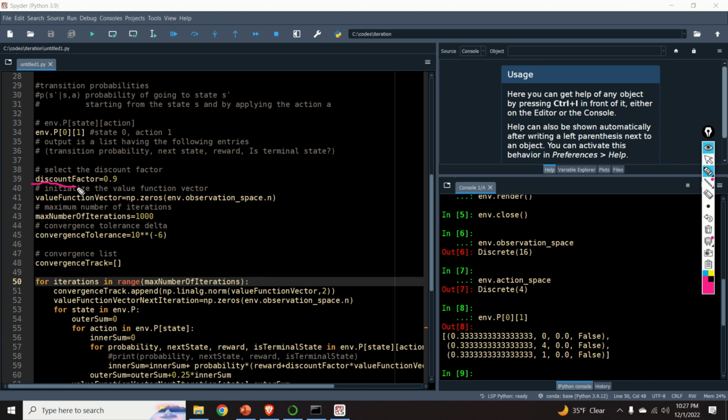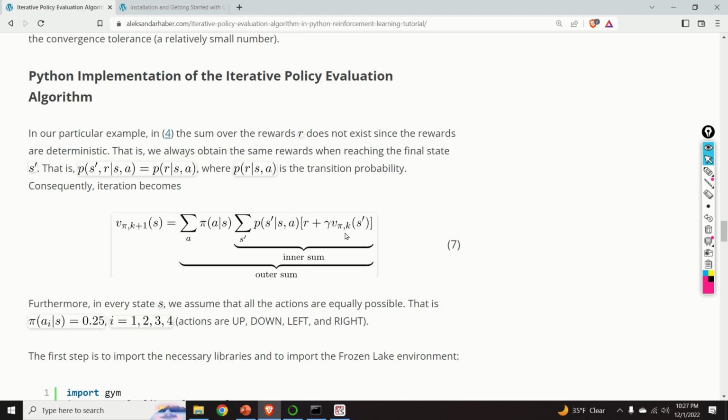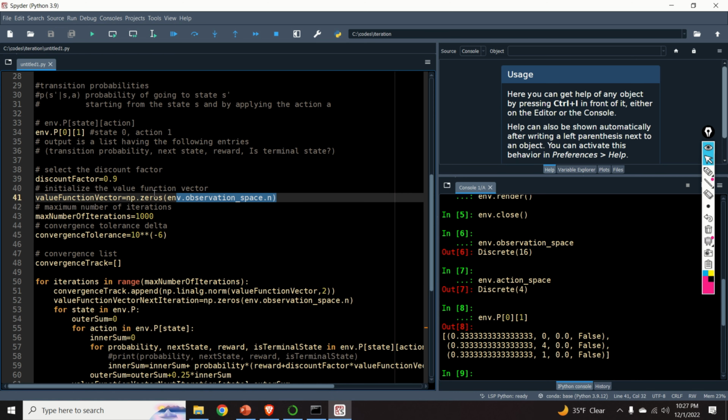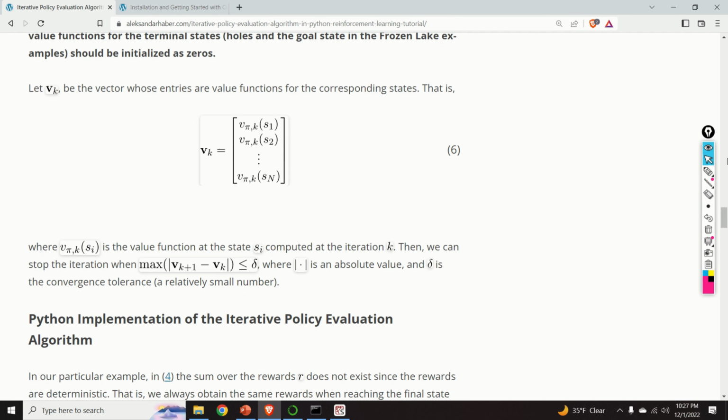The first step is to select the discount factor, and the discount factor is this number over here. It's the number gamma. Usually we select this number in the interval from 0 to 1. In my case, I selected gamma to be 0.9. Then we initialize the vector storing value functions for every state. That is, we initialize this vector over here. We select every entry of this vector as 0. So every entry is equal to 0.